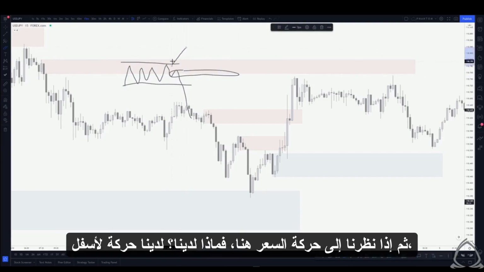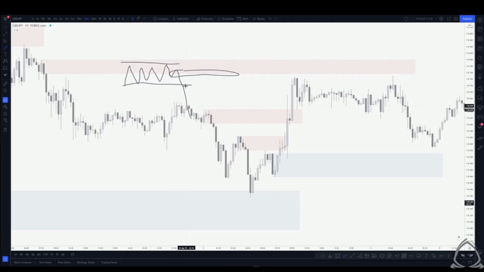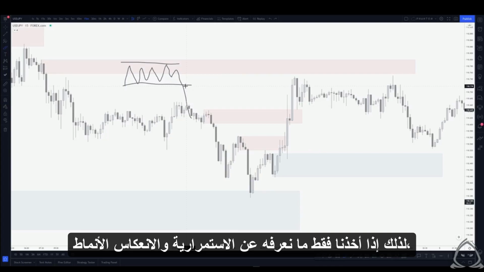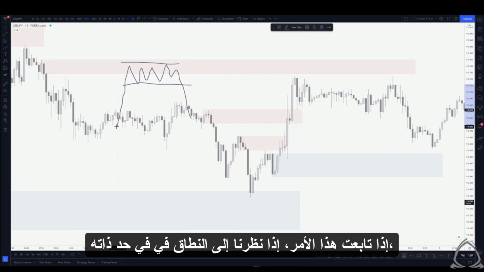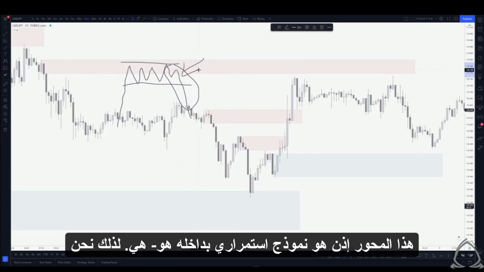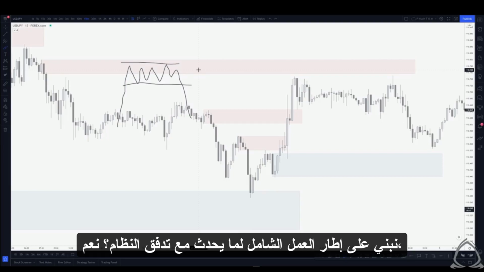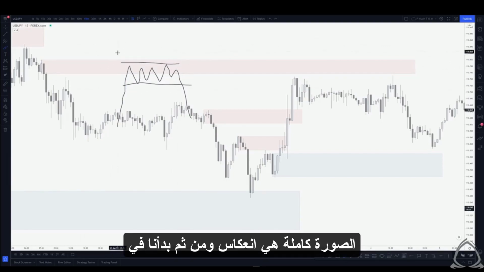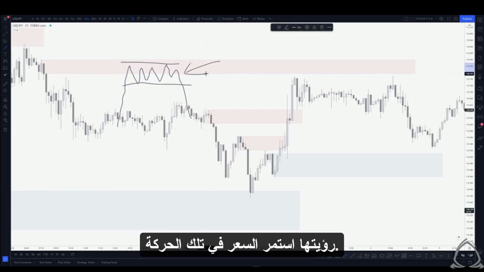And then if we just look at price action here, what do we have? We have a down move, we have a pivot, and then we have a down move. So if we just take what we know about continuation and reversal patterns, if we look at the range in itself, this is a reversal model. But if we're just factoring in this bit of price action, this pivot, then this is a continuation model within it. So we're building on to the overall framework of what is happening with order flow. Yes, the whole picture is a reversal, and then we're starting to see price continue into that move.